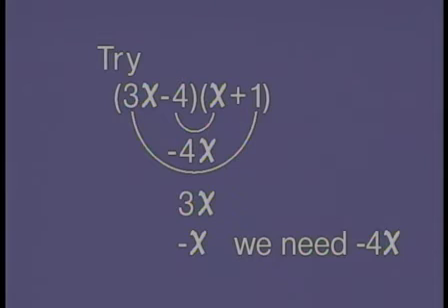We try 3x minus 4 times x plus 1. Why? Because we have 3x times x to give us the 3x squared, and a negative 4 times a positive 1, which gives us negative 4. So we have the 3x squared, we have the negative 4. Now we multiply to get the x terms. Negative 4 times x is negative 4x. 3x times 1 is 3x. When we add those two up, we get negative x. We need negative 4x. Our try is not correct.